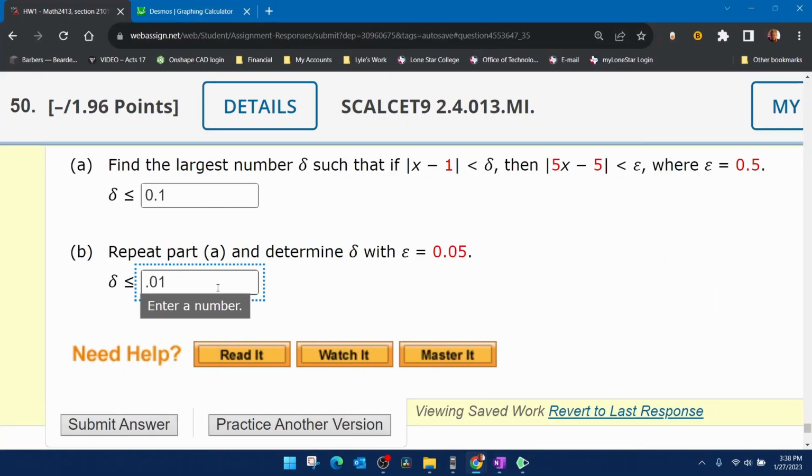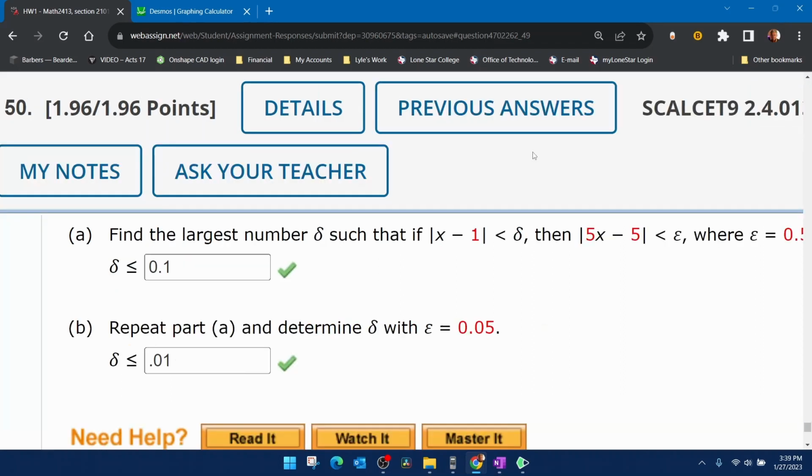And then of course we need to click submit and see how we did. Getting the green check mark of success means that we're done with the problem.